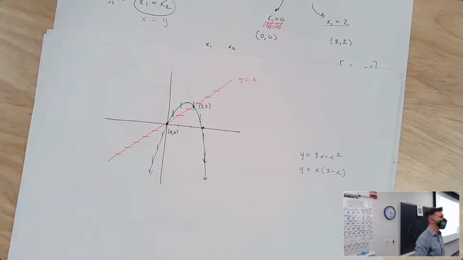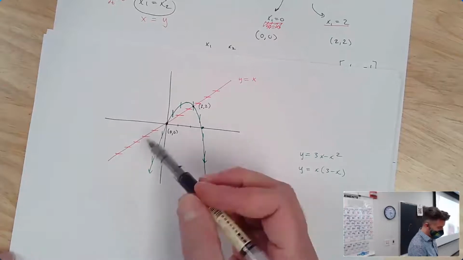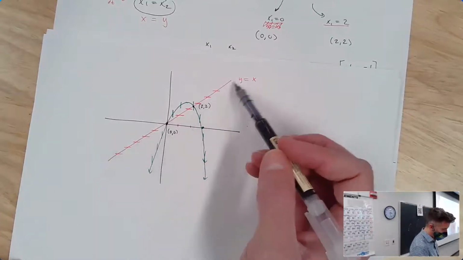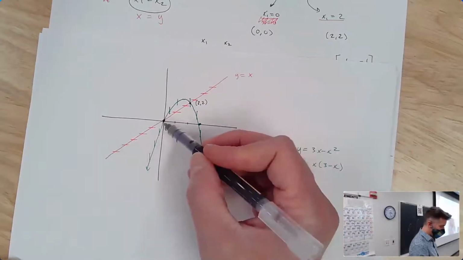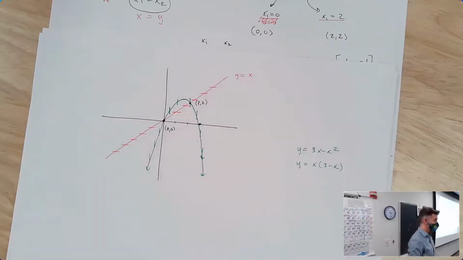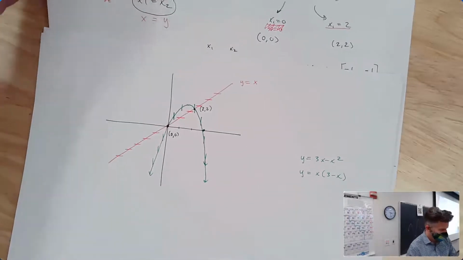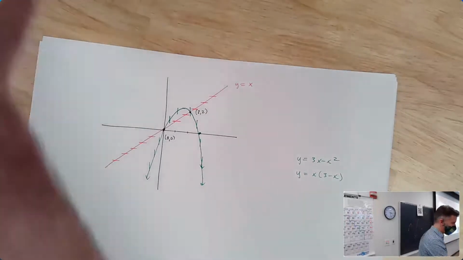But that's very broad stroke: when you're finding the null lines, the x1 null line and the x2 null line, the places where those intersect is where you have equilibria. This is where you have both derivatives equal to 0 at the same time. We'll talk more about that next week. Okay, let's look at another example.